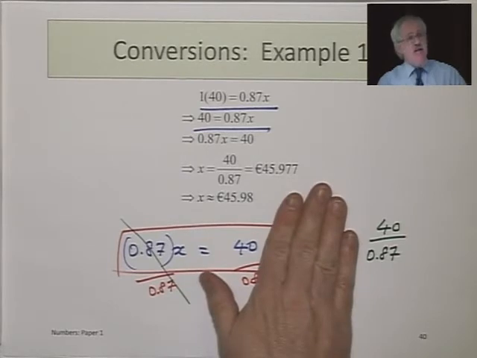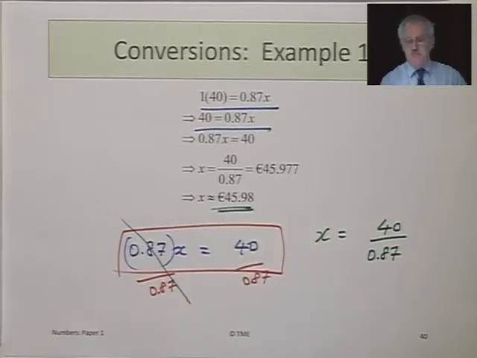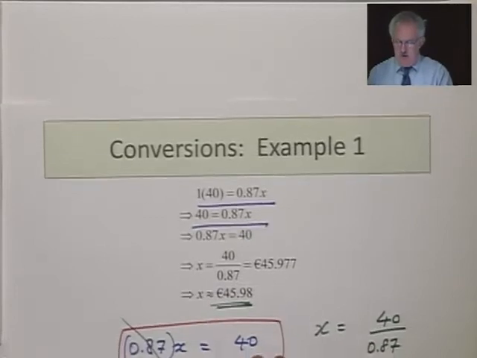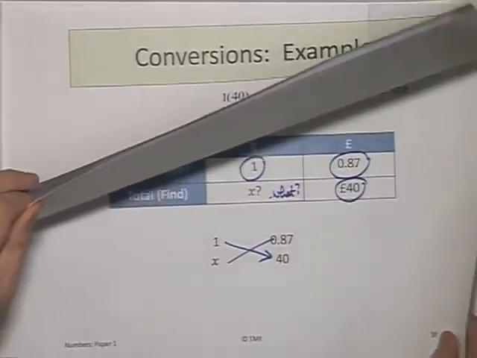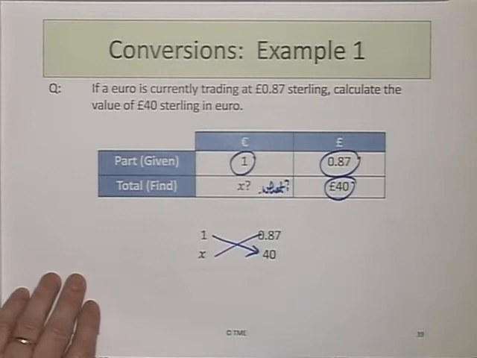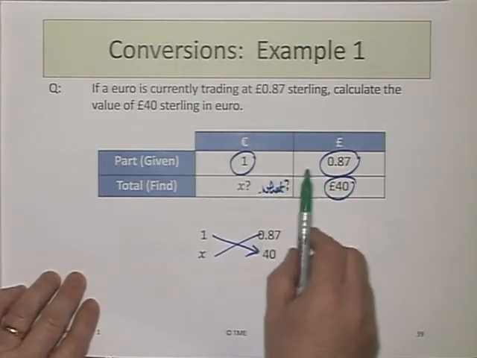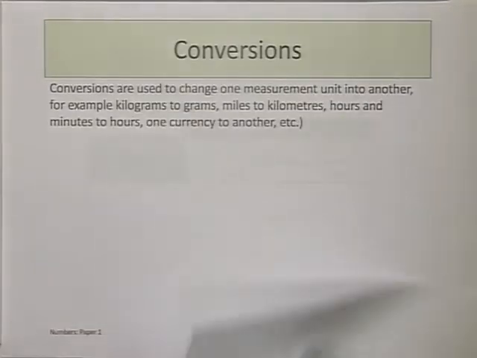And this is just calculator stuff. 40, 0.87, one divided by the other, and you get 45 euro. And does that seem right? Well, it probably is reasonably close. When you got your euro, you got less sterling for it, slightly less than the number. Is that okay? So when you did it here, you should get slightly less again.